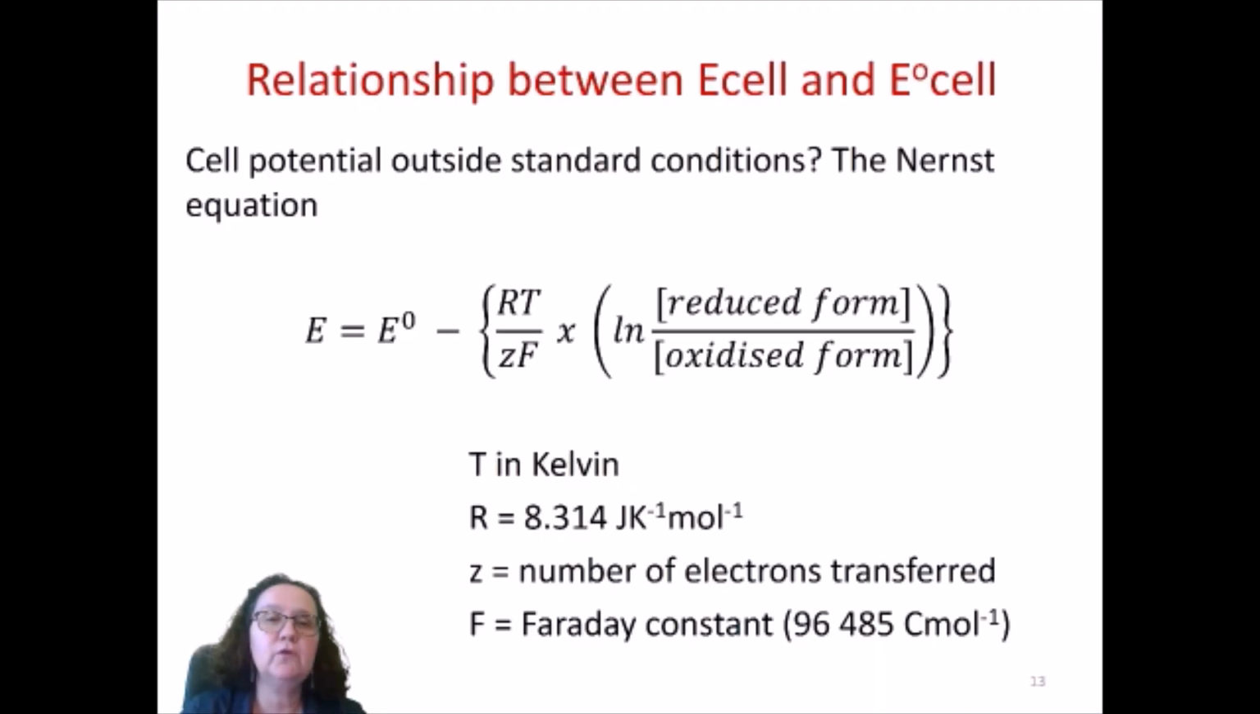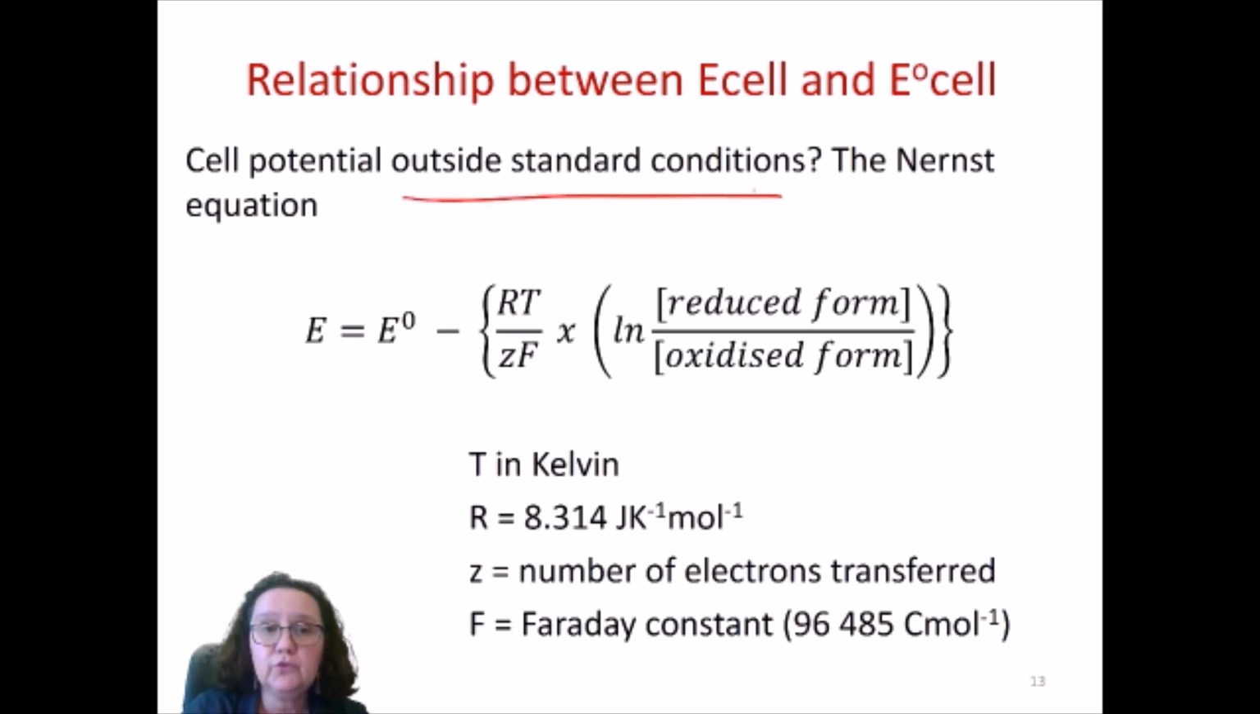So far, we've only been talking about the standard conditions. So activity of ions 1, the pressure of any gaseous presence 1 bar, the pH is 0, temperature 25 degrees, 298 kelvins. What happens with the cell potential outside the standard conditions?